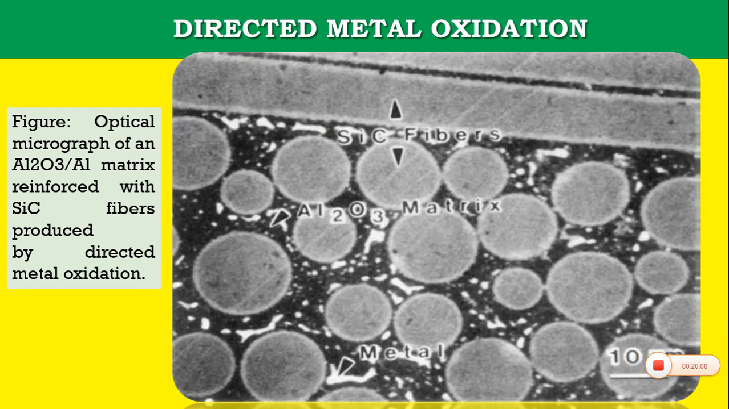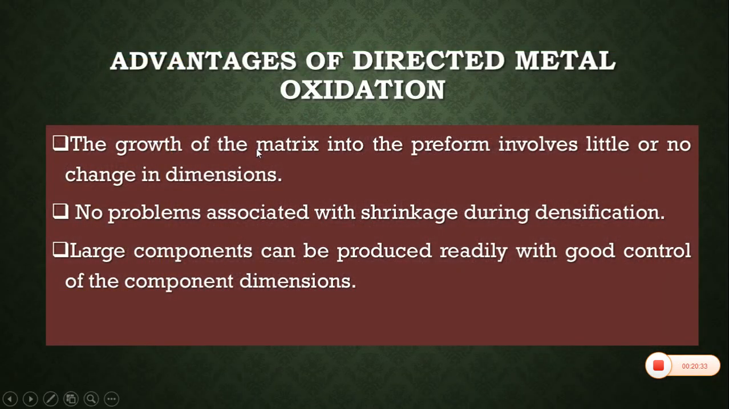If we consider silicon carbide fiber reinforced in aluminum oxide and aluminum matrix, the optical micrograph would look somewhat as shown here, where you can see the preformed shape of fibers that are embedded into the matrix of aluminum oxide.